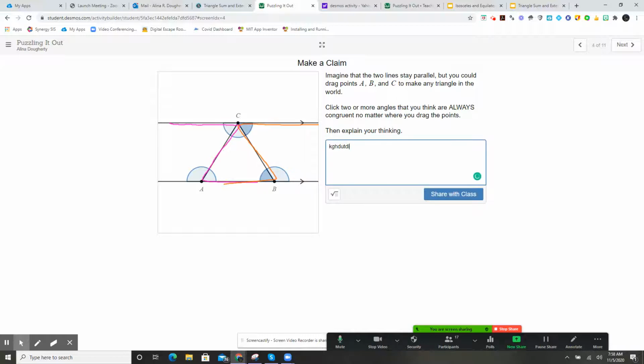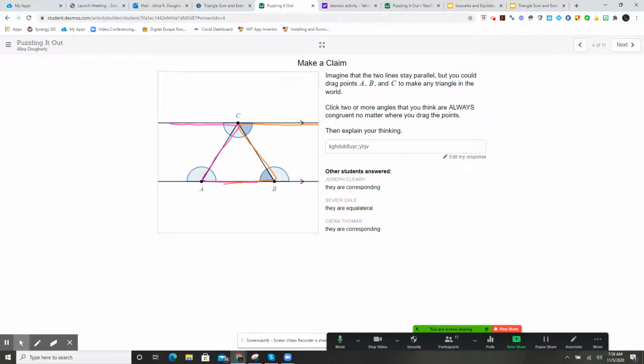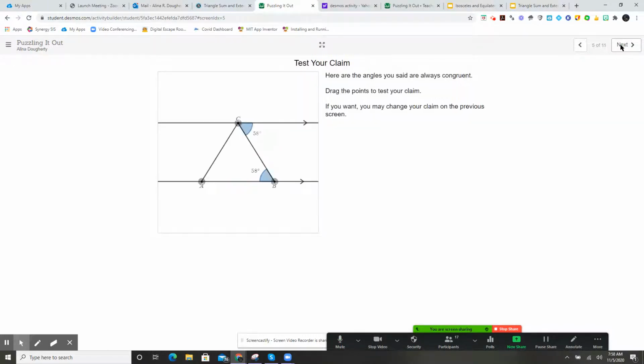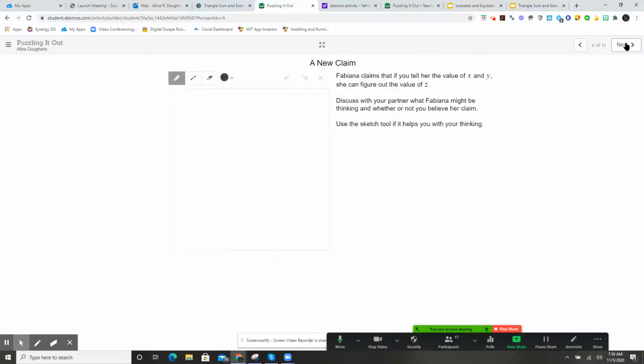Okay? And then you can type something there. We'll share it with the class. Hopefully you have typed something better. I've got corresponding, I've got equilateral, I've got corresponding, I've got all kinds of good stuff in there. Okay? Test your claim. So if I drag this C, do those alternate interior angles stay the same? No matter how I make that triangle? Woo! Isn't that cool? I know you're excited.